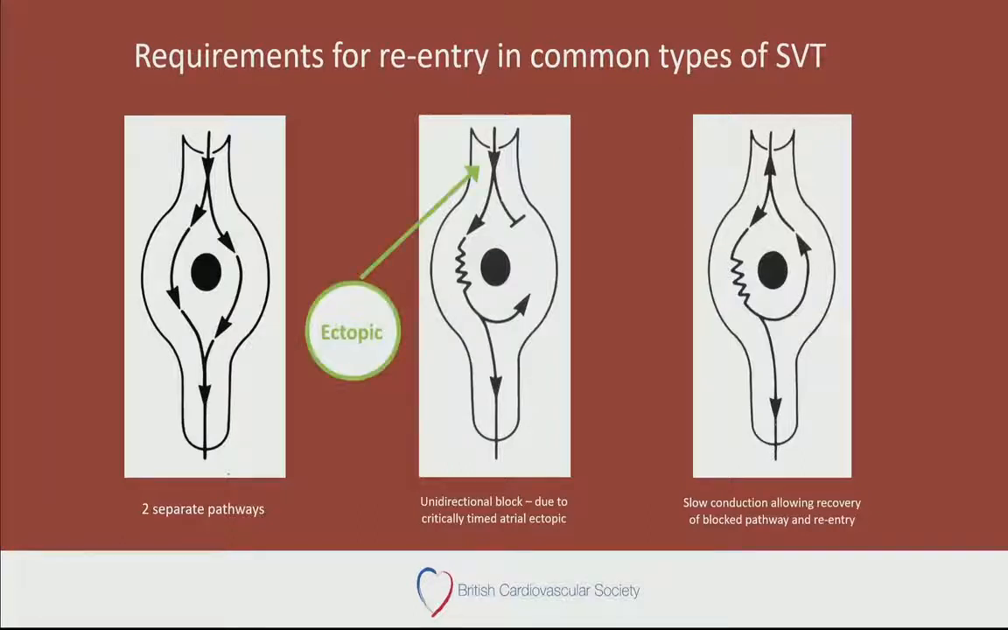And essentially, if you have a critically timed ectopic, it will potentially block in one of the pathways and travel slowly down the other pathway. And as it travels slowly, this area may now wake up, and if it's at the right timing in all those conditions, you can then form a circus movement re-entry circuit. So there are lots of things that need to be in place for that to happen. But essentially you need unidirectional block and slow conduction to allow that circus movement to occur. And that's the fundamental way that re-entry works.